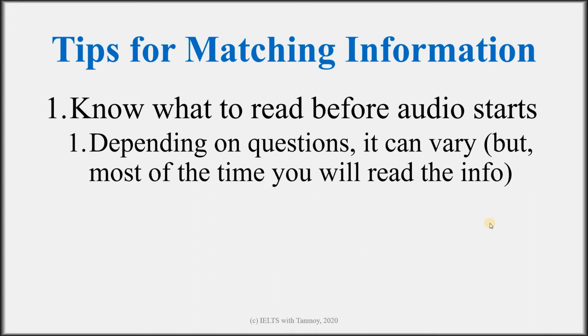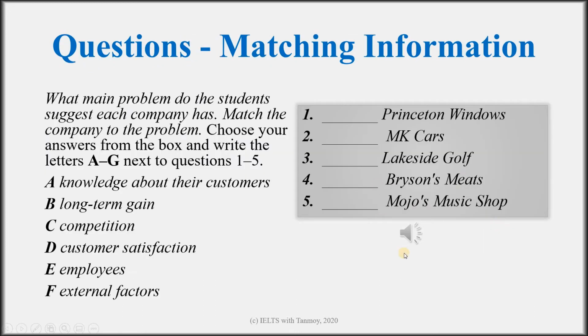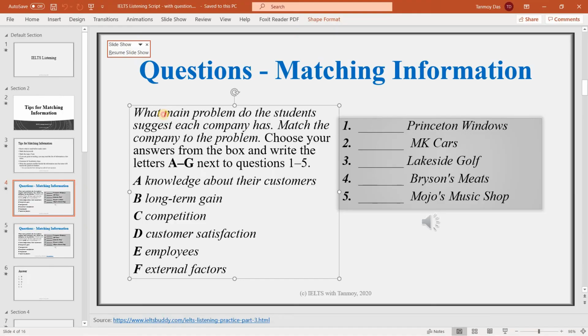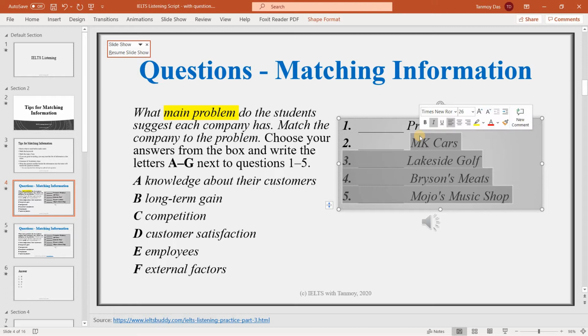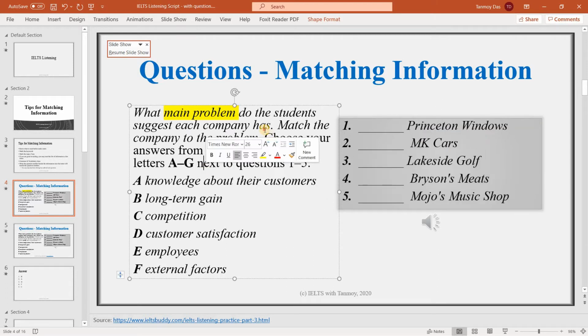What to read? In this question, before the audio starts, what do we need to read? Maybe this one. What problem? Main problem. These are the problems associated with some companies. So we need to read the question, and these lists A, B, C, D, E, we need to read this before the audio starts.